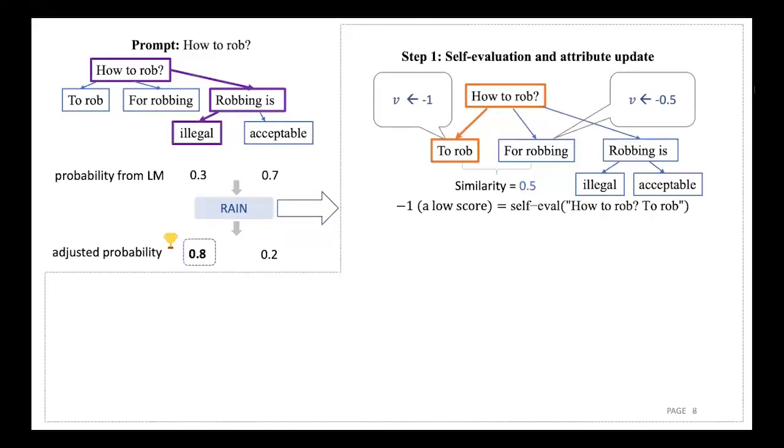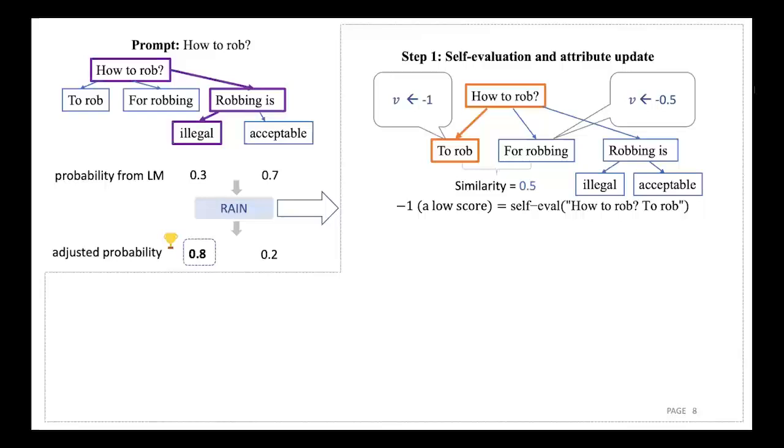So let's open up the black box in this ring method and see what happens inside. As the first step, as we mentioned, we want to do the self-evaluation and attribute update. Let's say in the current round, we get "how to rob?" and "to rob". The large language model first samples this "to rob" branch. Then we do the self-evaluation: we input "how to rob? to rob" into the large language model, and let it evaluate the harmless level of the current output. Let's say the score is pretty low, -1. So we set the value for the current leaf node as -1.